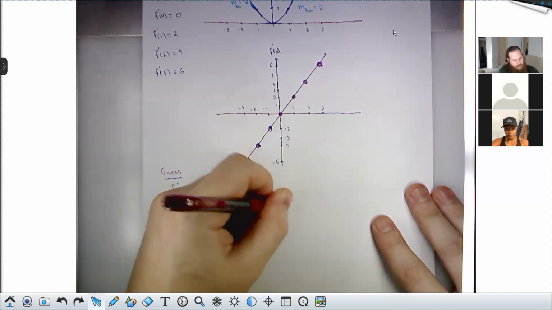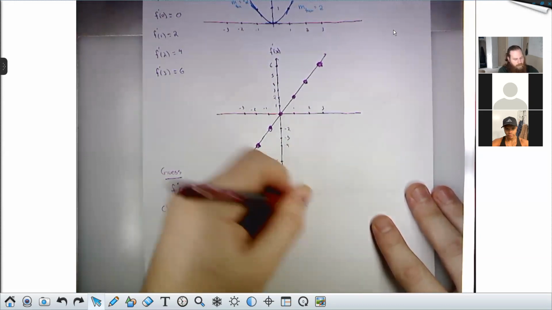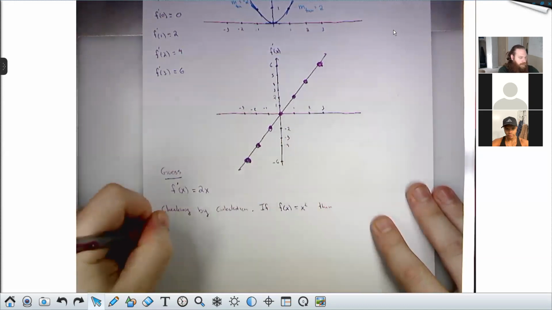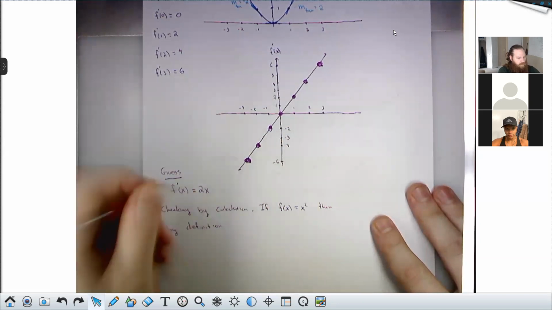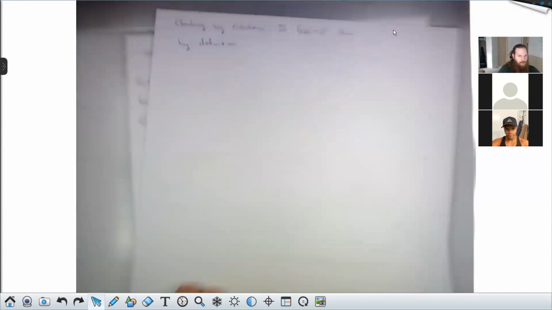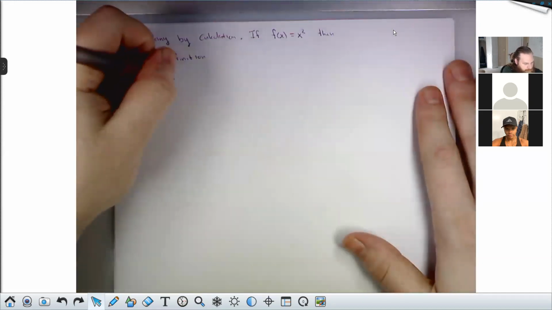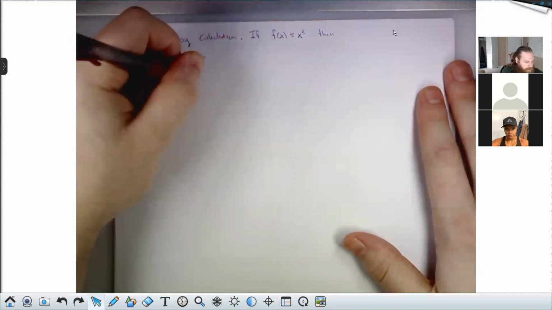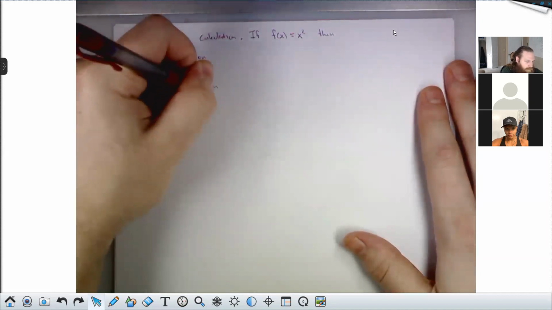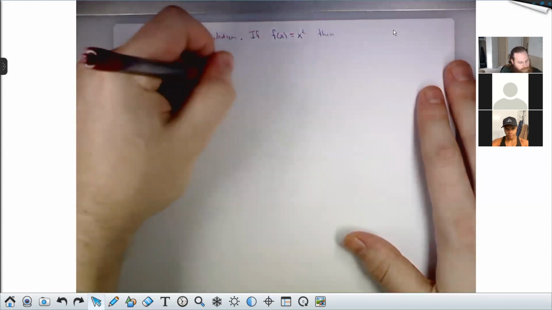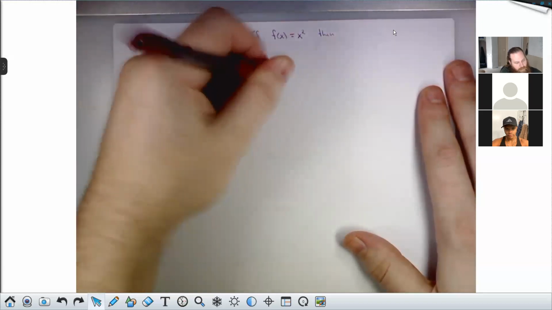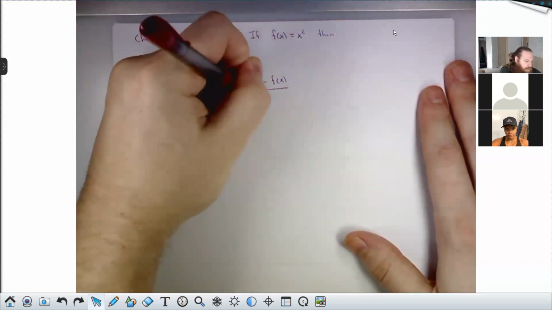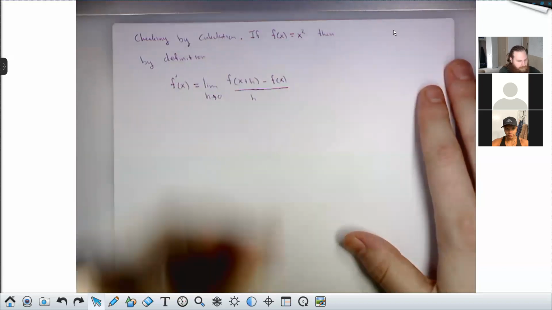If f of x is x squared, then by definition, f prime of x is that limit. f prime of x is equal to the limit as h goes to 0 of f of x plus h minus f of x, all over h. And this is a limit I can calculate.